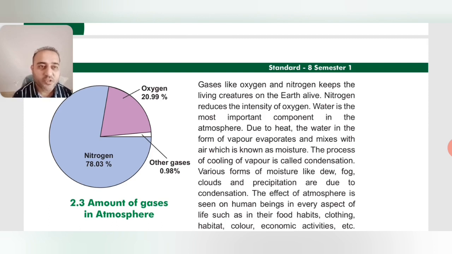Various forms of moisture like dew, fog, clouds, and precipitation are due to condensation. Precipitation means rain. Right. So as I was explaining, small tiny droplets of water are formed. Then in the air there are also dust particles. Right. So these tiny droplets of water along with the dust particles combine together and form clouds.